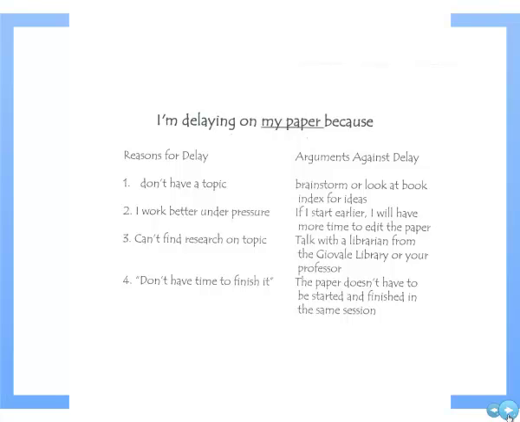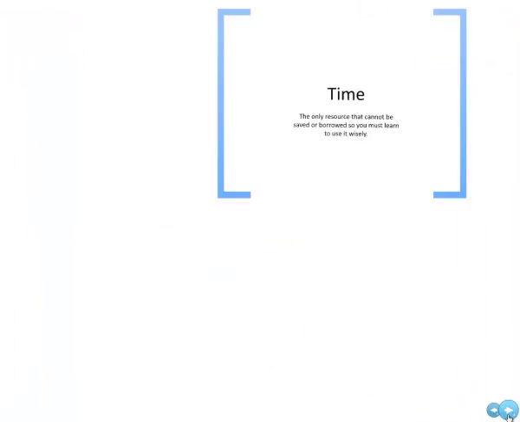Finally, I don't have time to finish it. Some of us believe that if we start a task, we must finish that task before we can move on to something else. But life really doesn't work that way. We need to learn that we can break a large task into smaller tasks and not only complete it, but complete it more quickly. Remember the old adage, how do you eat an elephant? You take one bite at a time. Same holds true for completing tasks.